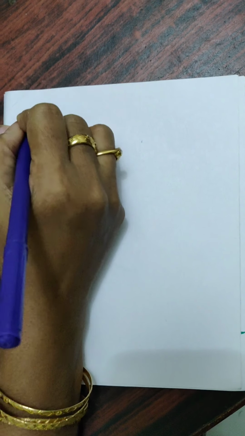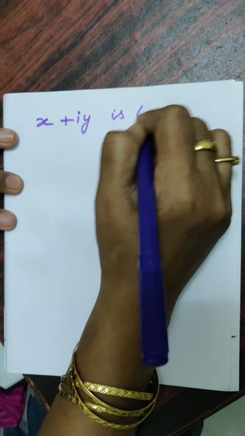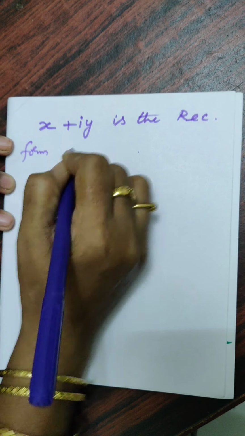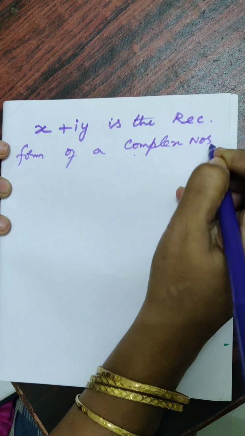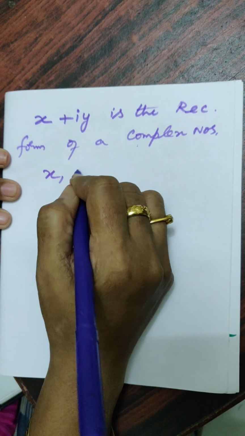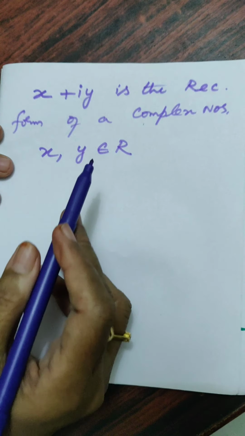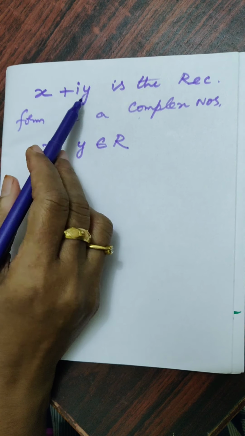First let us see how to represent in rectangular form. The complex number in rectangular form is represented as x plus iy. Now we will have some doubts: what about x and what about y? x should be a real number and y also should be a real number, so x and y belong to the real numbers. What do we name x and what do we name y?